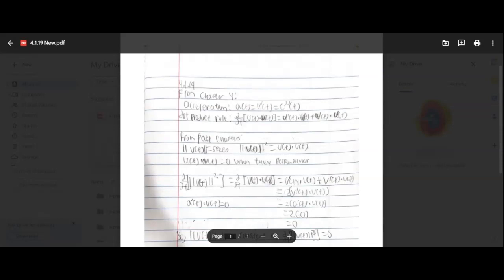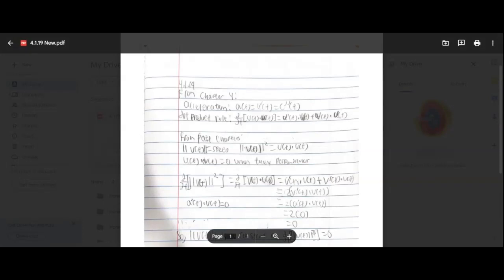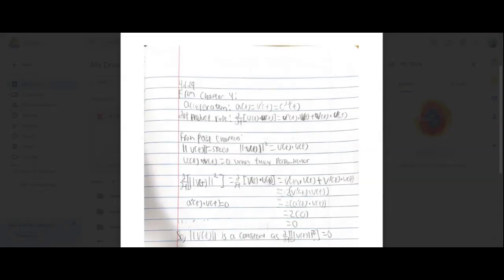acceleration is equal to the derivative of the velocity vector, which is the double derivative of the position vector, as well as the dot product rule, which states that the d/dt of the dot product of any two vectors will equal the derivative of the first vector dot the second vector plus the derivative of the second vector dot the first vector.